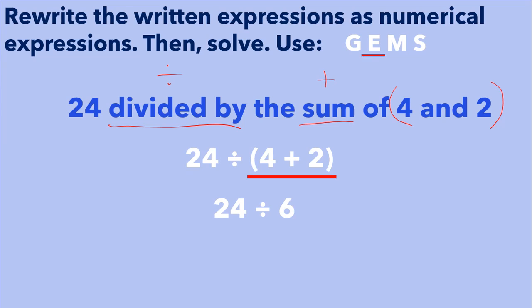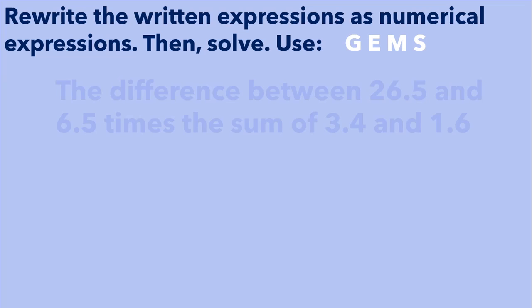There are no exponents in this problem, so we're going to move on to the M for multiplication and division. We do have division here, 24 divided by 6, which equals 4. So our answer is 4. Let's try the next one.